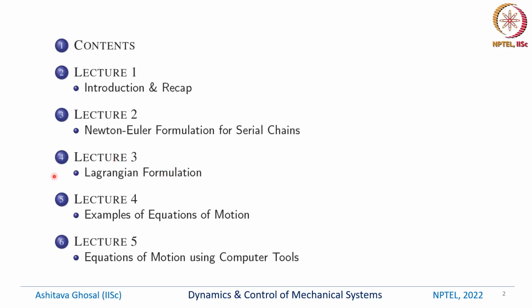In the third lecture, we will look at what is called the Lagrangian formulation, and this is also a very well-known approach to derive equations of motion for rigid bodies and multi-body systems. In lecture 4, we will look at examples of equations of motion which we have derived, and I will show you the steps required to derive the equations of motion. And finally, in lecture 5, we will look at how these equations of motion could be obtained using computer tools.